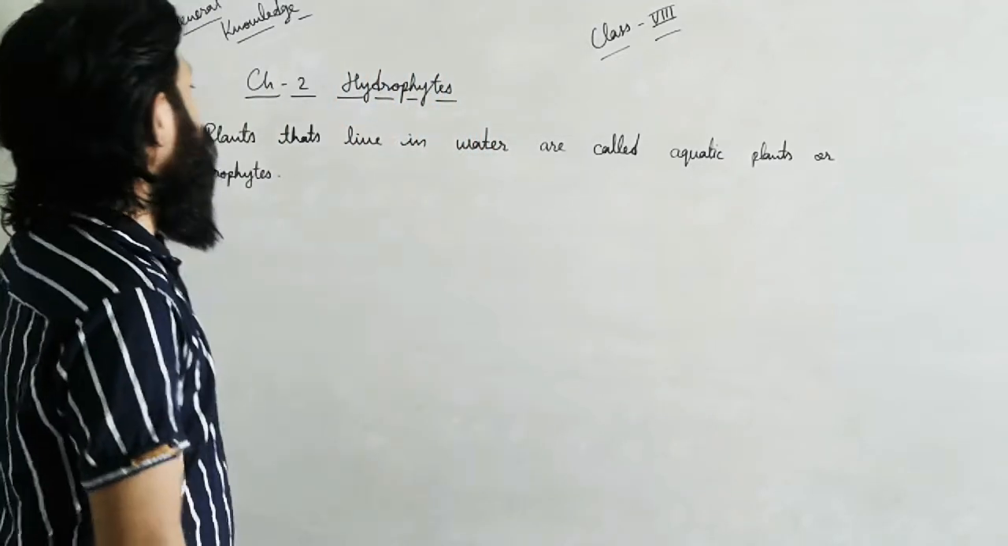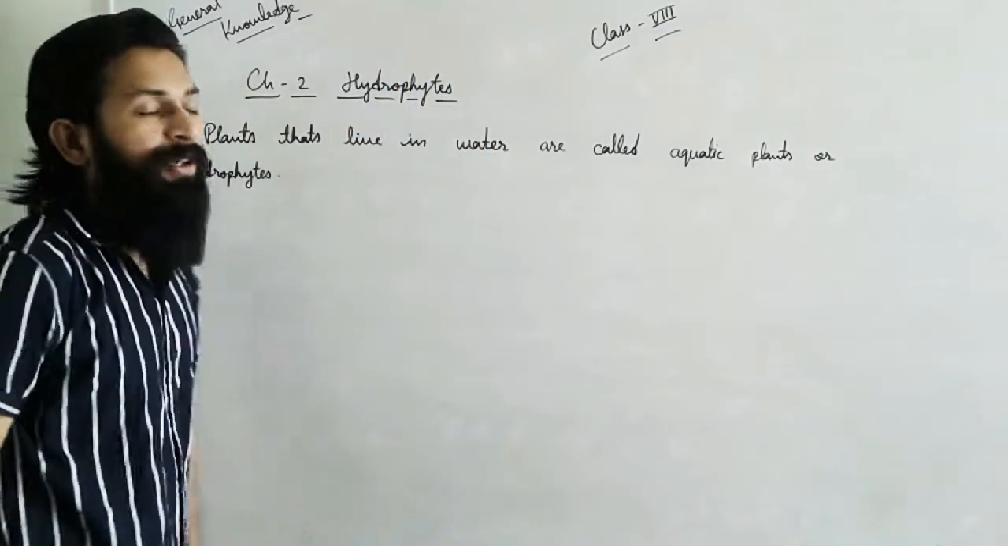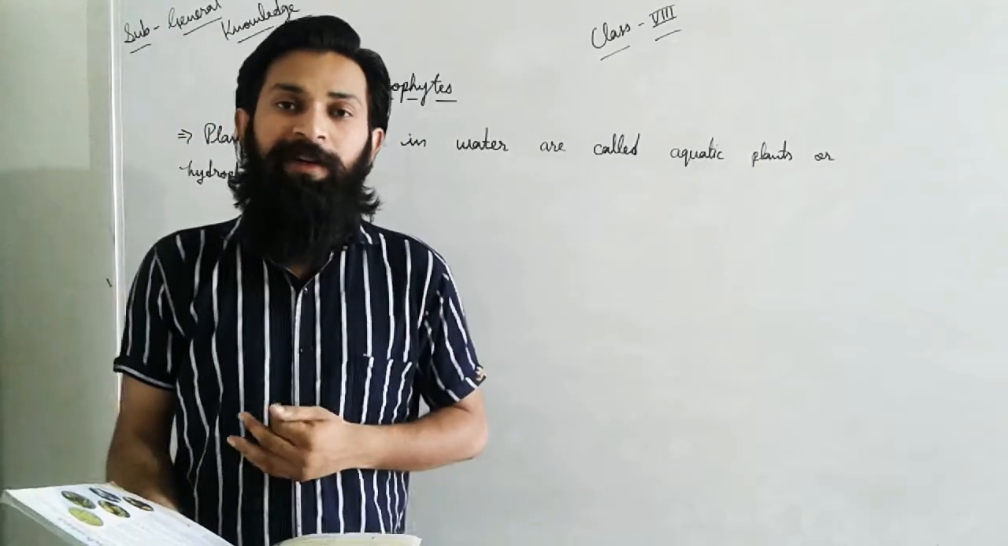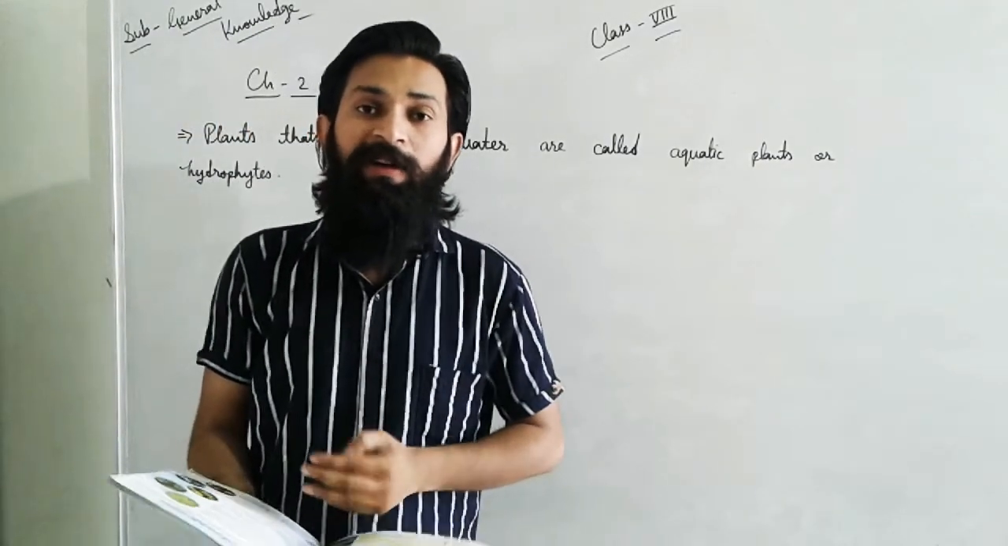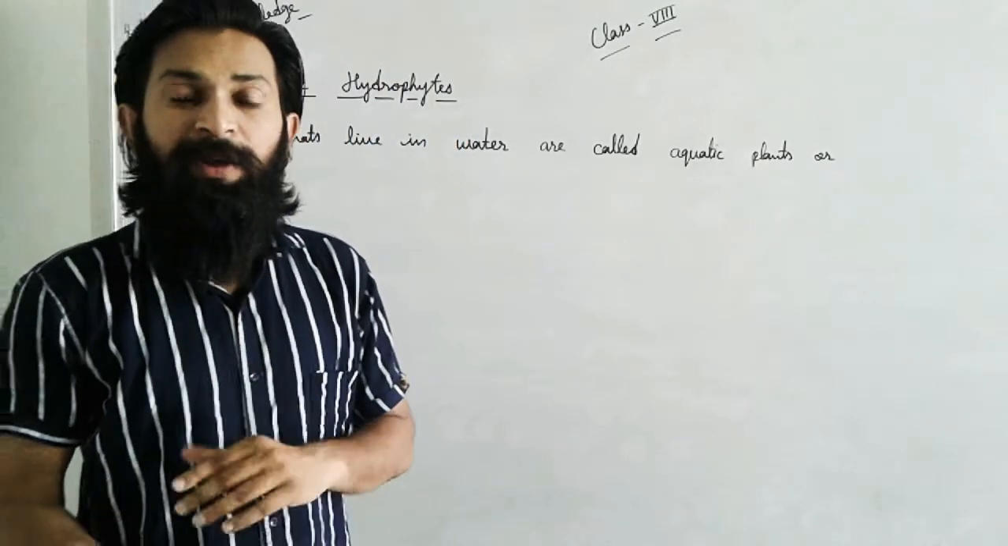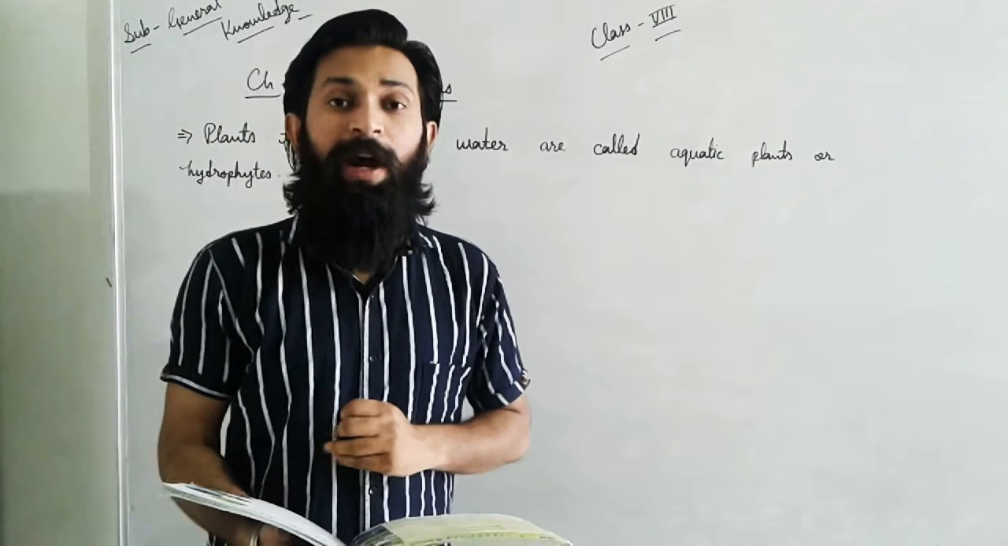Dear students, our chapter 2nd is hydrophytes. In the first chapter we discussed cultivation, types of cultivation and the major components of cultivation, which we already covered in our last class of chapter 1st. In this class we will discuss hydrophytes.